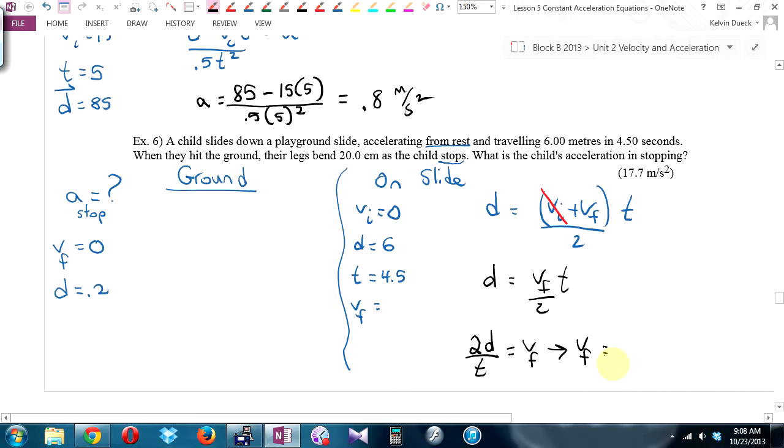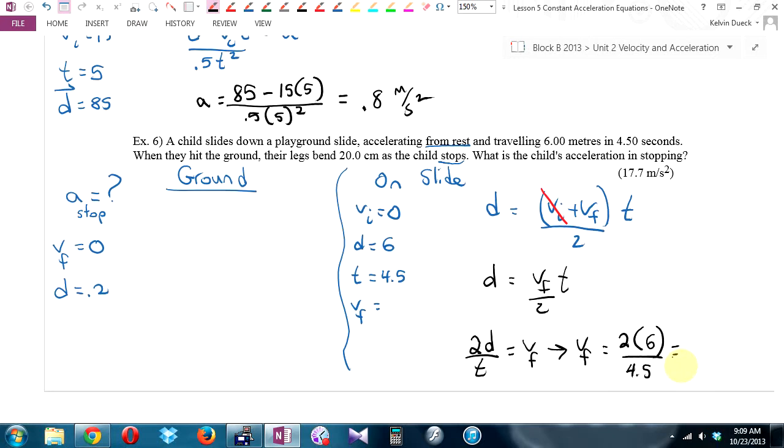How fast do you hit the ground at the bottom of the slide? 2 times 6 divided by 4.5. You may, if you're lazy, instead of typing 2 times 6, be comfortable enough to say, hey, that's a 12. Don't be scared to do simple math in your head.